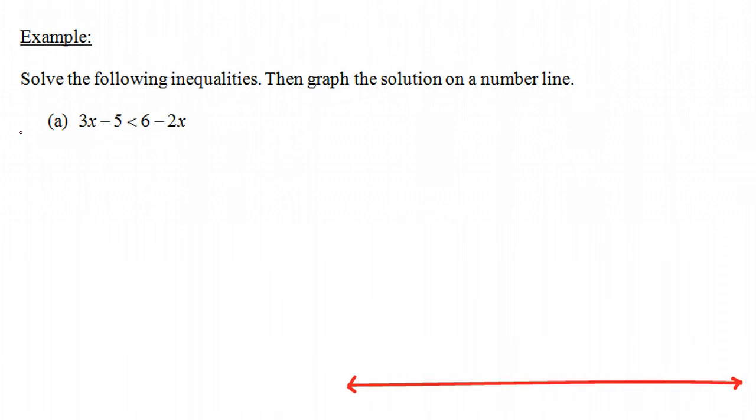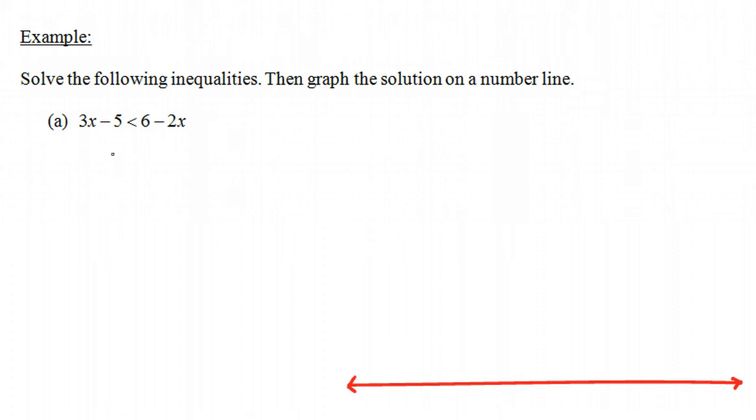Part A says 3x minus 5 is less than 6 minus 2x. Now again, what we want to do is find all values of x that make this true. Some values of x will make it true and other values of x will make it not true. For example, 0. If you plug in 0 for x, the left-hand side would be minus 5, the right-hand side would be 6, and minus 5 is less than 6, so 0 is a solution. If you plug in, for example, 10, you will not have a solution because the left-hand side would be 25 and the right-hand side would be negative 14, and 25 is not less than negative 14. So 0 is a solution, 10 is not a solution.